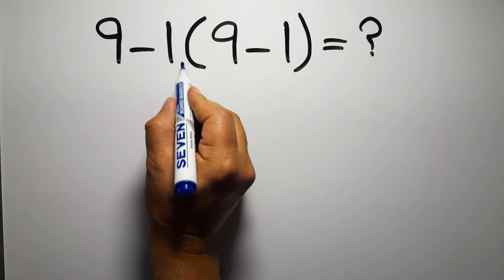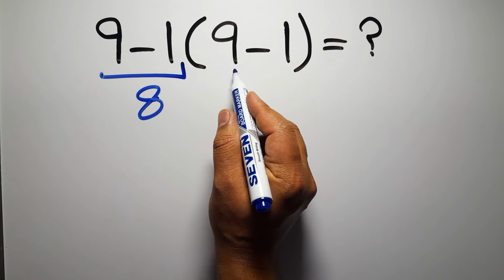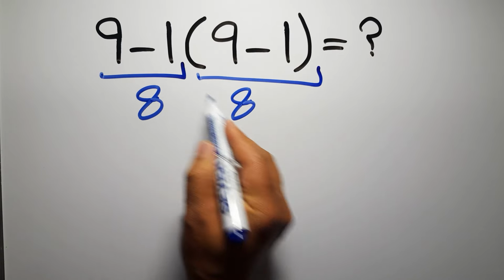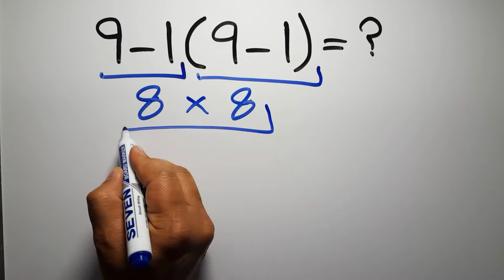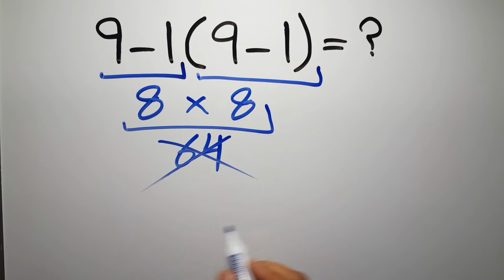9 minus 1 gives us 8. And again here inside this parenthesis we have 9 minus 1. So 8 times 8 gives us 64. But this answer is not correct.